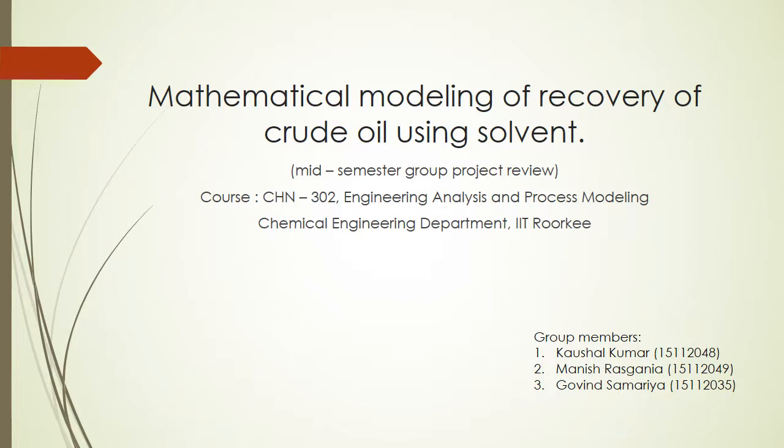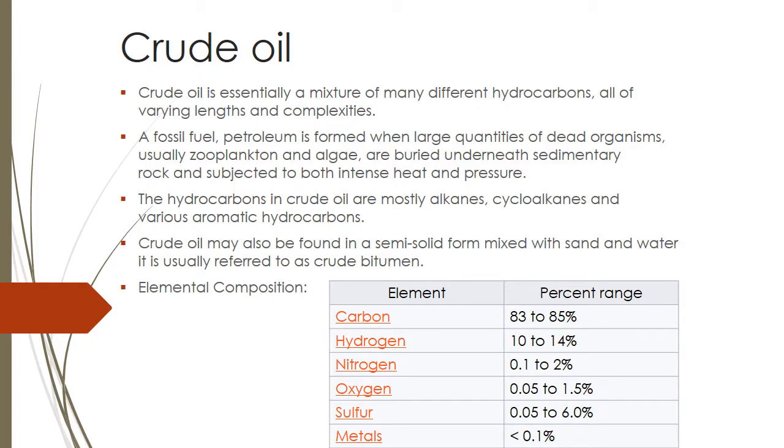Hello everybody, this is a mid-semester group project review and our topic is mathematical modeling of recovery of crude oil using solvent. What is crude oil? Crude oil is a mixture of different hydrocarbons, all of varying lengths and complexities, with different numbers of carbon atoms in different hydrocarbons. How are they formed?